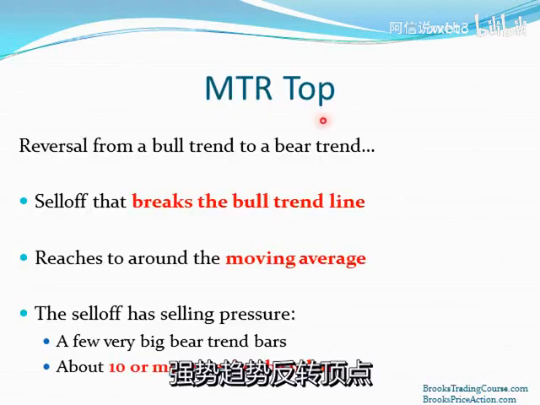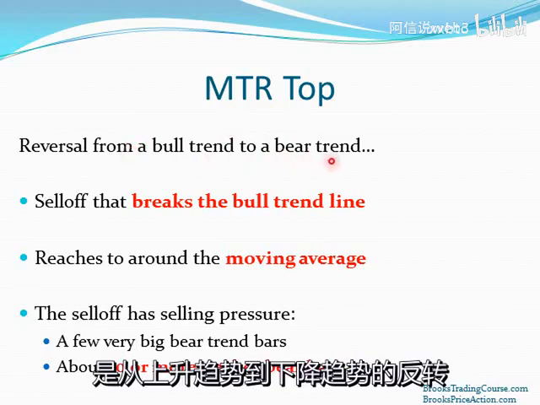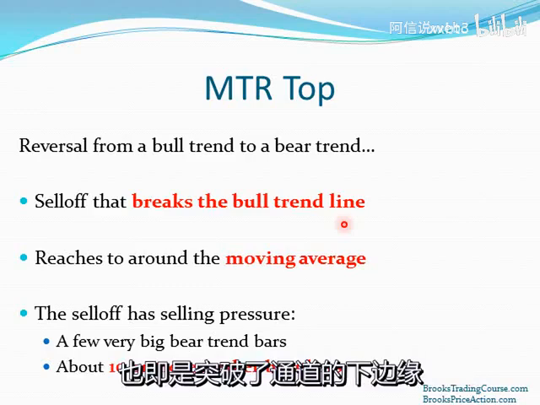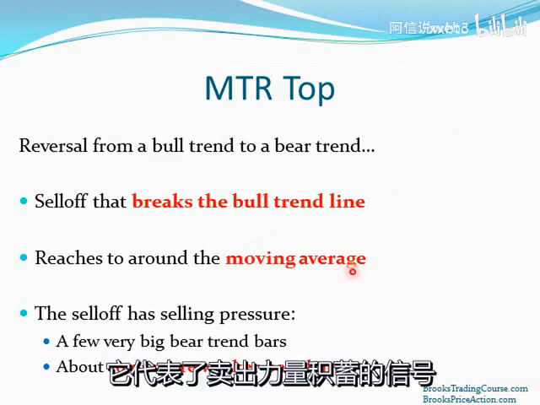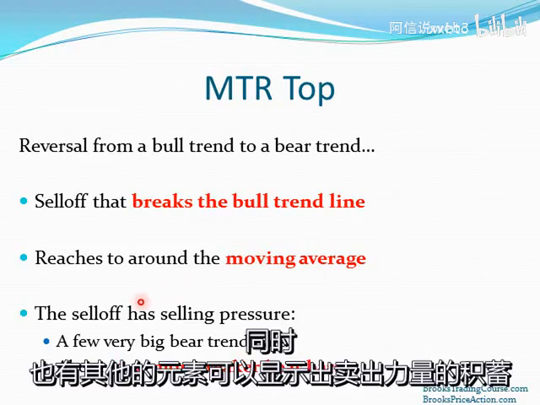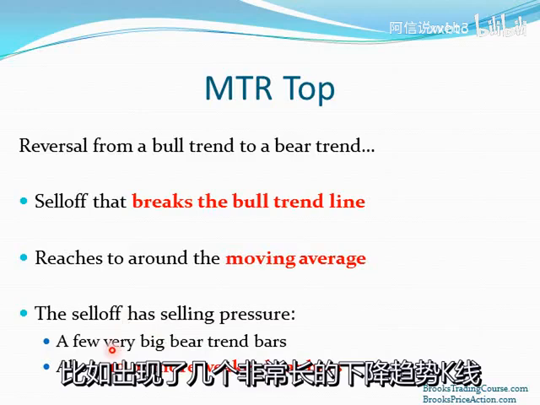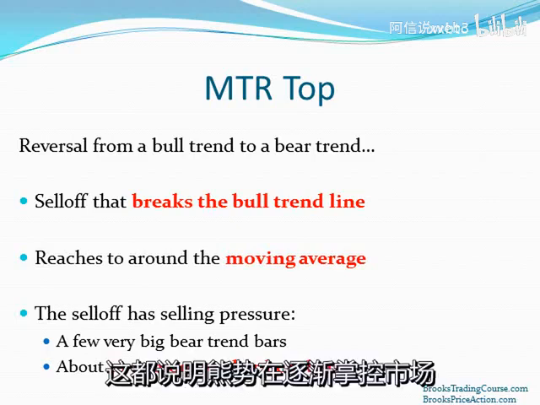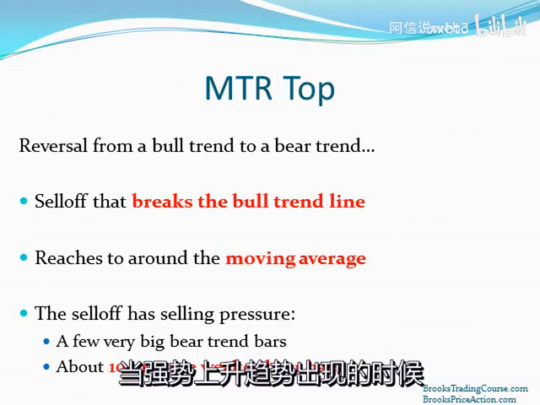So for a major trend reversal top, it's a reversal from a bull trend to a bear trend. You need a sell-off that breaks the bull trend line. In other words, a breakout below the bottom of the bull channel. You need it to reach around the moving average as a sign of selling pressure. And you can have other ways to demonstrate selling pressure as well. For example, you can have a few very large bear trend bars, or you can have 10 or more weaker bear bars showing that the bears are beginning to exert control over the market.